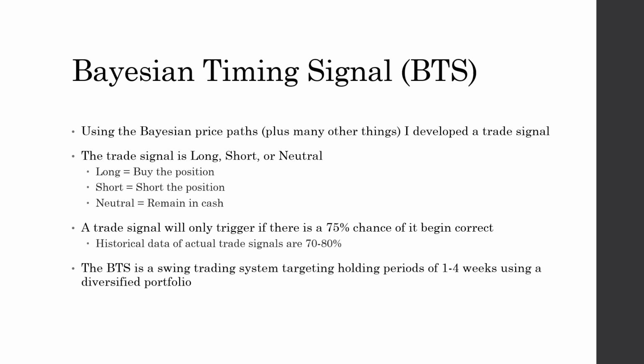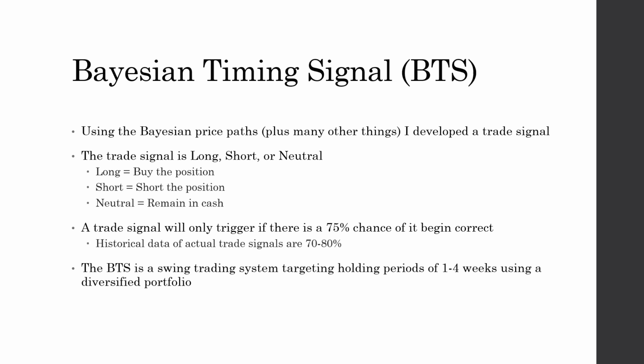Well, guess what? I've gone back and tested and retested this on historical data from 2007 to the present. That's how long I've been utilizing the BTS. Trade signals are between 70 and 80% accurate, and I'm targeting 75%. You could even confirm this by looking at the trade table on Elliott Wave Trader. I've been doing this for 3 years, and I'm in the 70 to 80% range for accuracy on all my trade signals, meaning that when I say buy, 70 to 80% of the time I'm going to be correct by the time we close that position out.